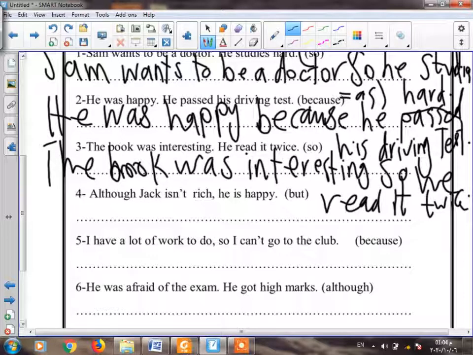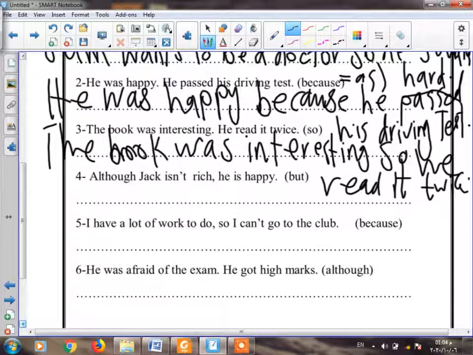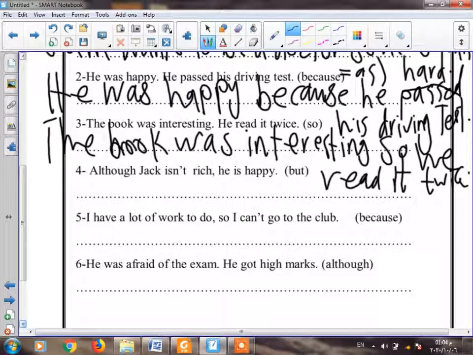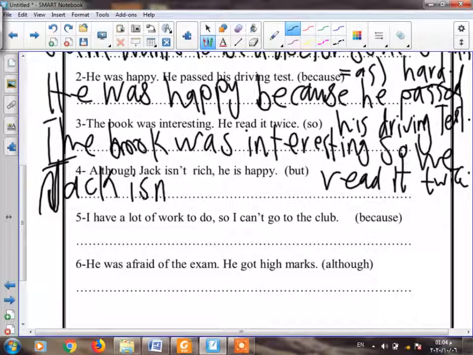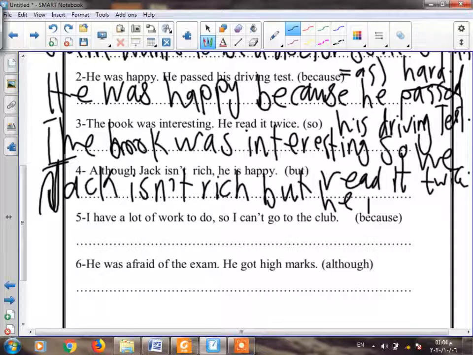Another kind of question, which is number 4. Although Jack is not rich, he is happy. Use but. So I'm going to write the word but in the middle, not at the beginning. So Jack isn't rich, but he is happy.